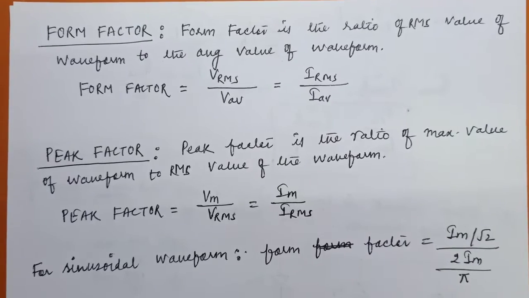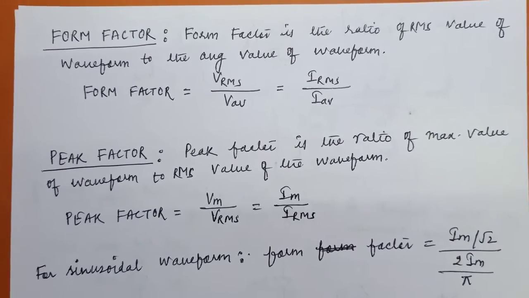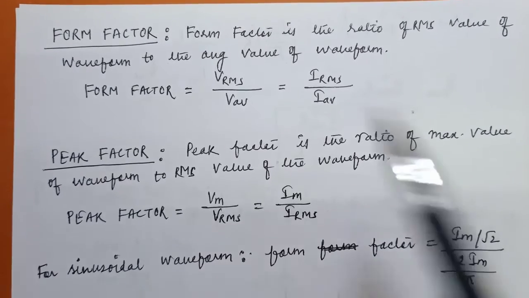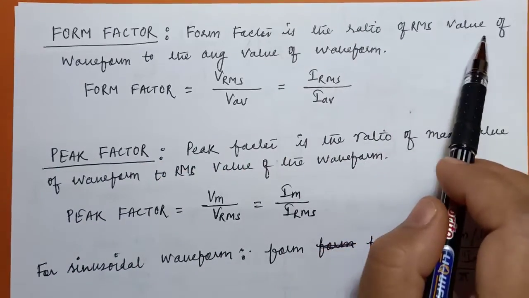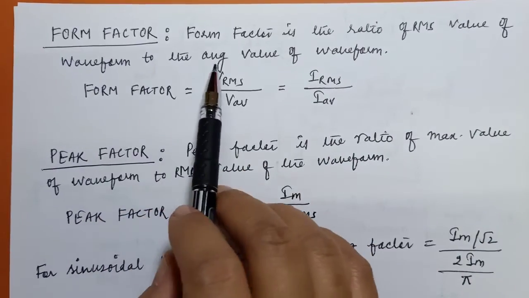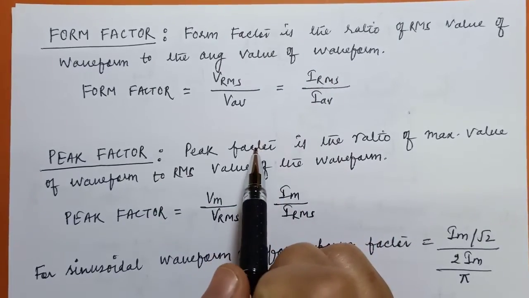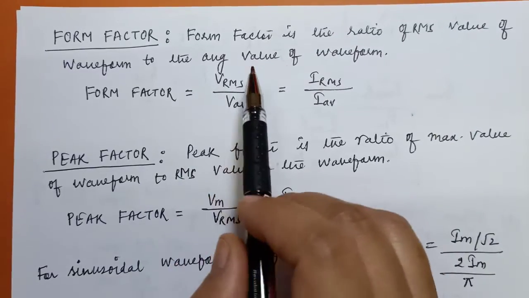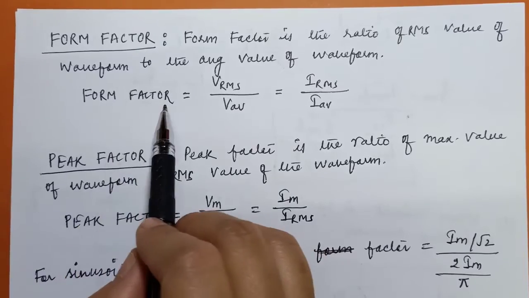Last class I completed the average value and the RMS value. Today I am going to discuss a new concept related to average and RMS value, that is form factor and the peak factor. Form factor is defined as the ratio of the RMS value of the waveform to the average value of the waveform. So if any waveform is given, you need to find the RMS value and the average value. Take the ratio of RMS value and the average value. That will be your form factor.